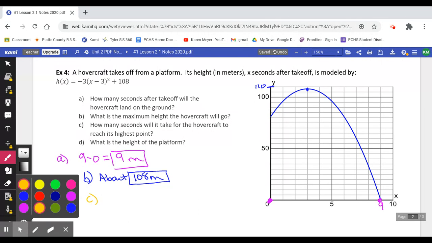C, how many seconds will it take the hovercraft to reach the highest point? This time I'm looking at the vertex, but instead of asking for the highest point, I'm asking for the time. So I'm going to follow the vertex down to the x-axis, and that's 1, 2, 3. So I would say 3 seconds.